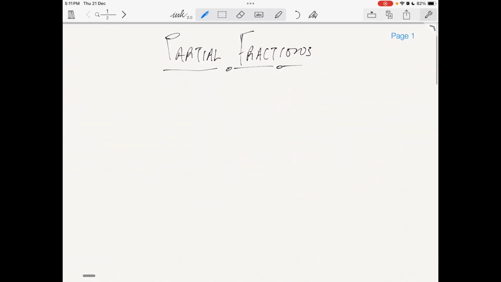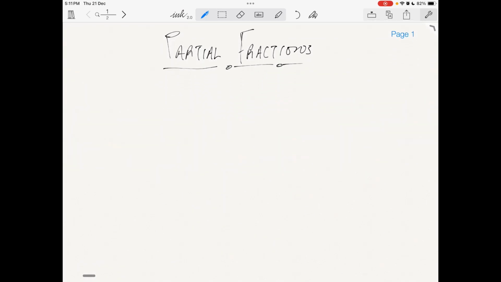Now we'll be talking about partial fractions. The method of combining two or more simple algebraic fractions to obtain a single algebraic fraction is actually quite similar. Let's say, for instance, we have 3 over x plus 1 plus 4 over x plus 5.